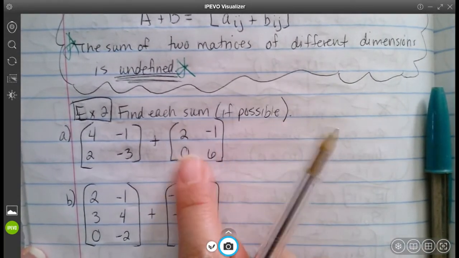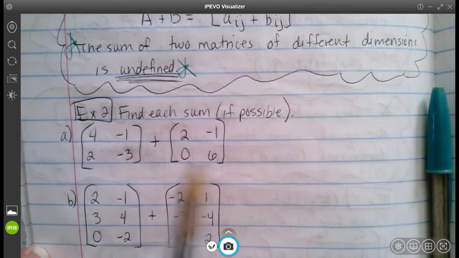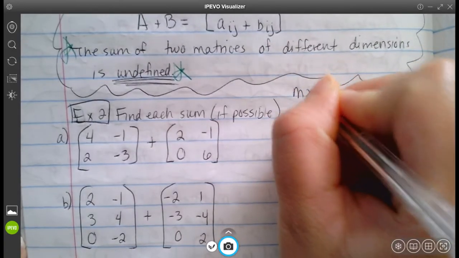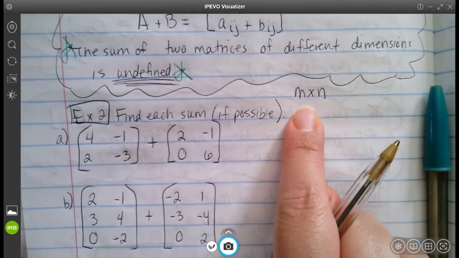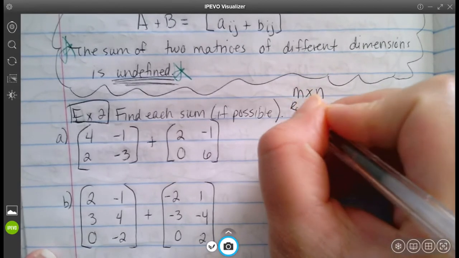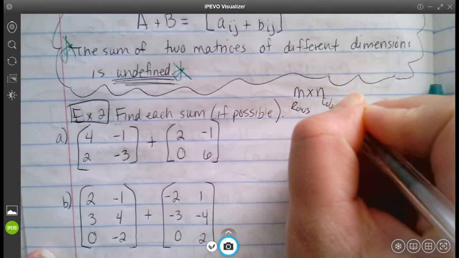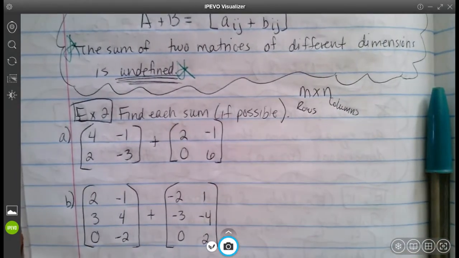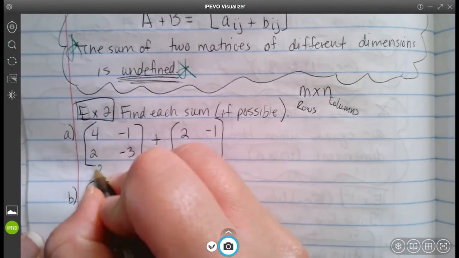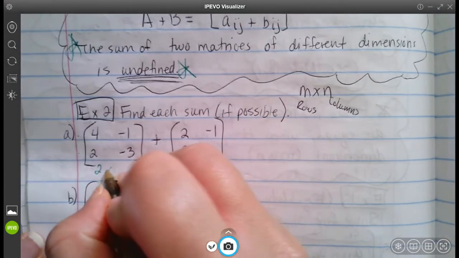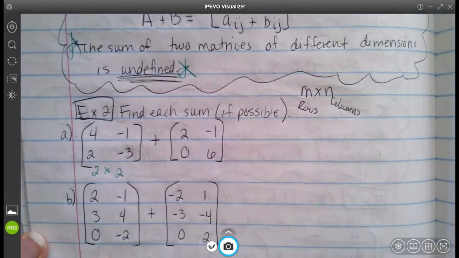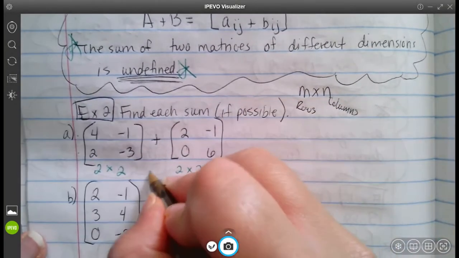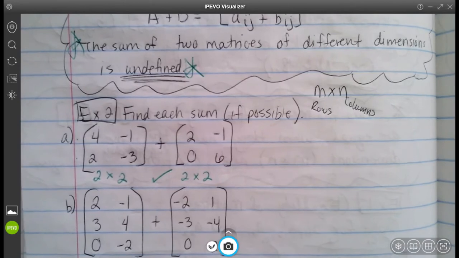So before I even do that, I'm going to go ahead and define my dimensions. Remember that the dimensions are represented by m by n, and I think we saw this in 8.1 if I remember right, where m is the rows and n is the columns. So how many rows, how many columns? This first one looks like two rows by 2 columns, so it's 2 by 2. This one is also 2 by 2, which means we can go ahead and add them.